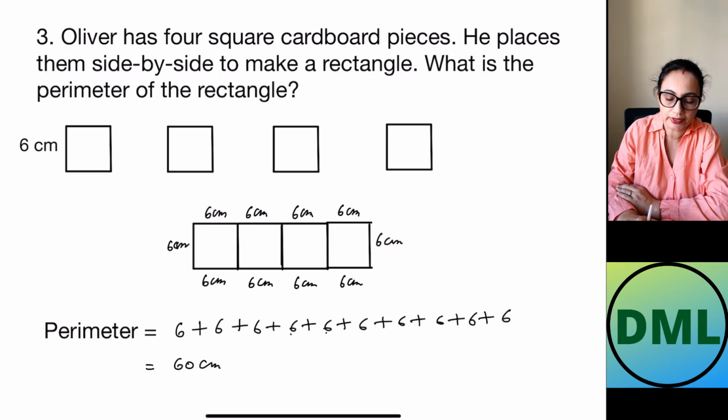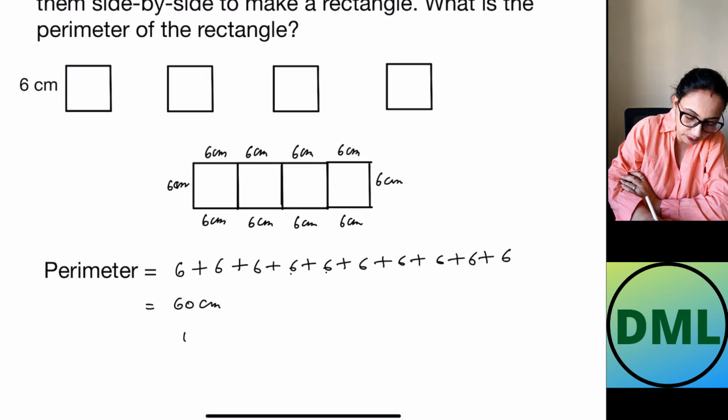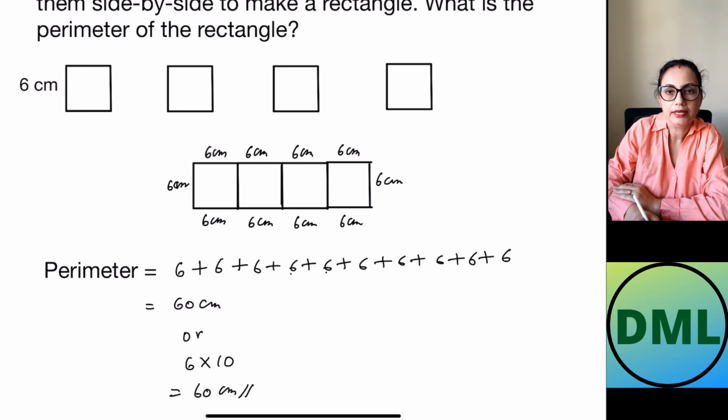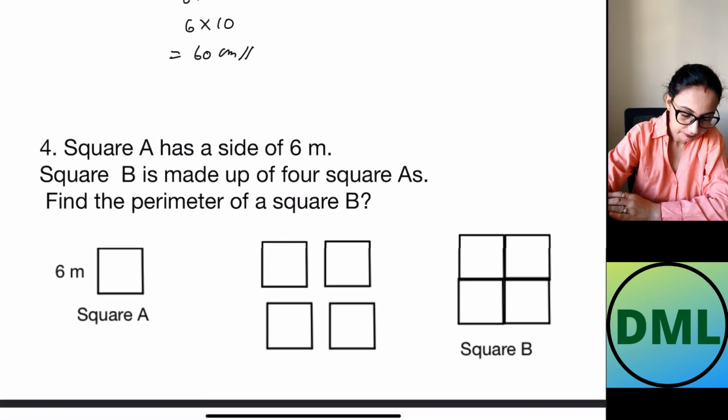There's one more way to do it. You have added 6 ten times. That means you can do 6 multiplied by 10, which is equal to 60 centimeters. That will be the perimeter of the rectangle. Let's see one more example.